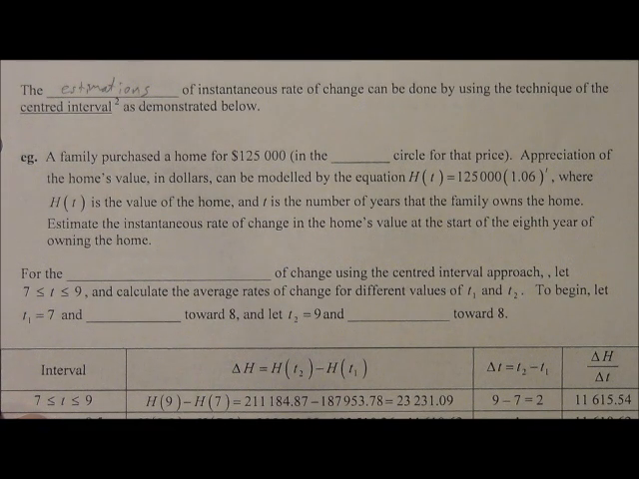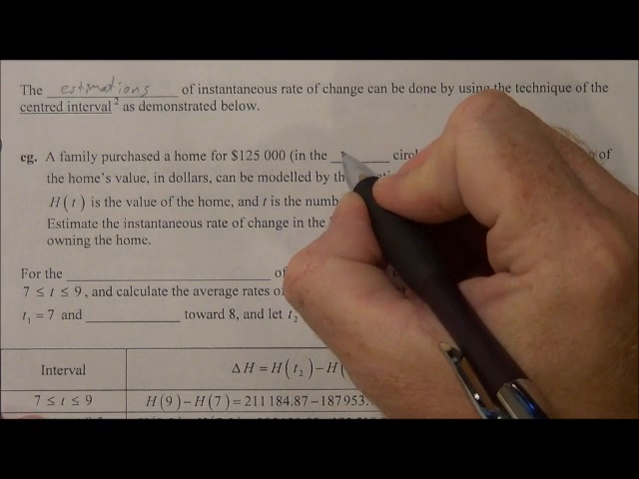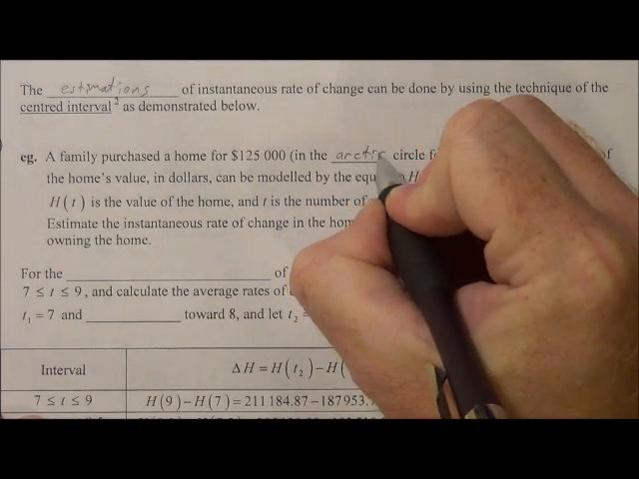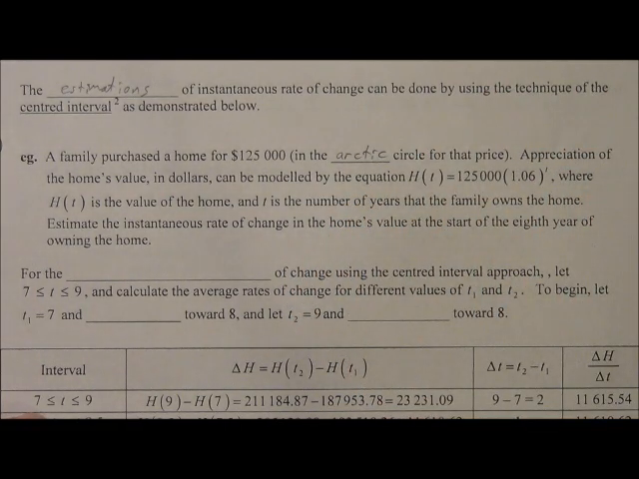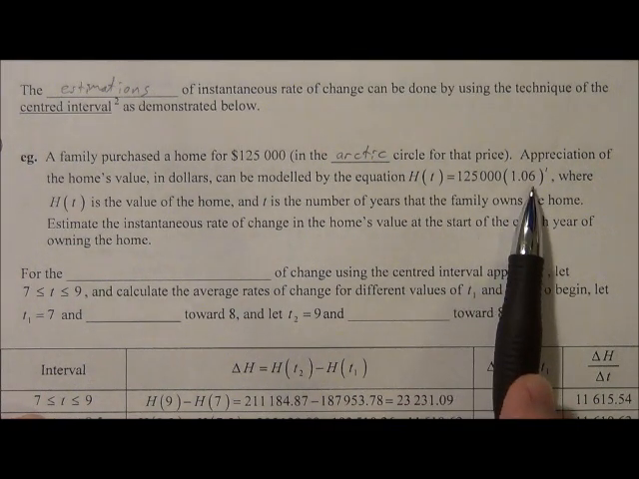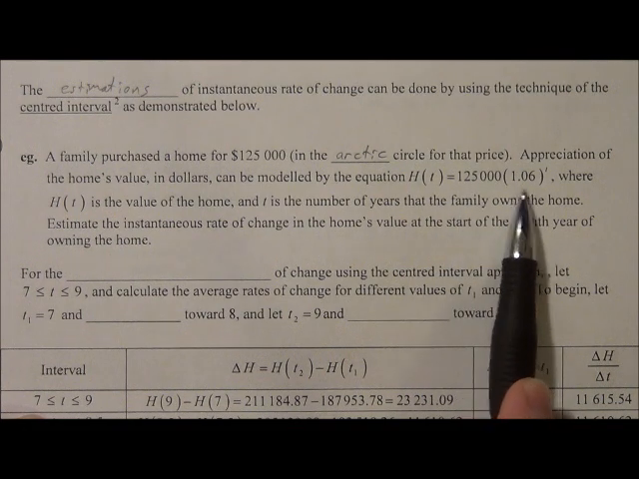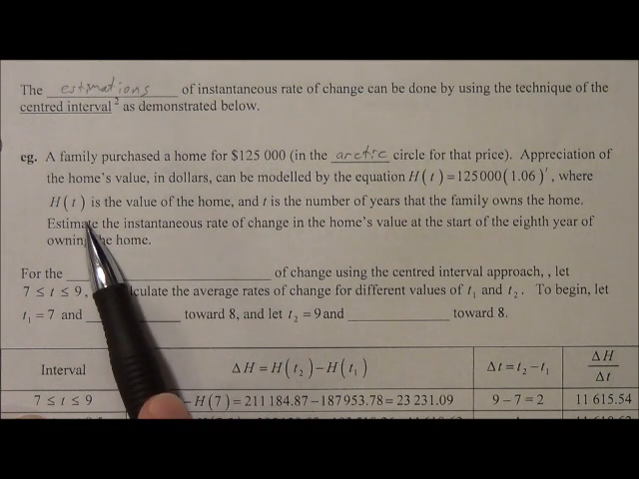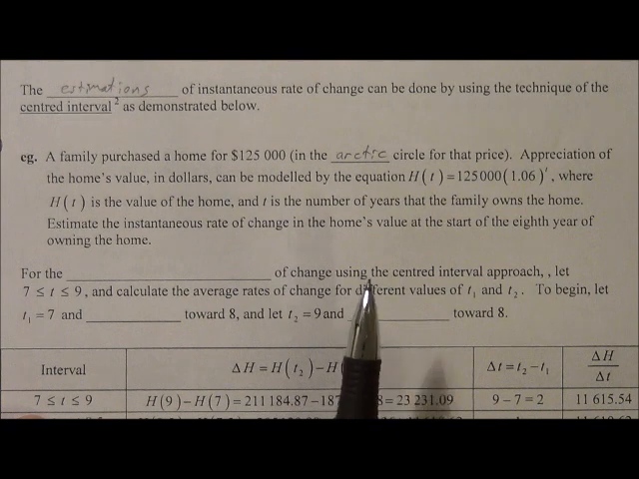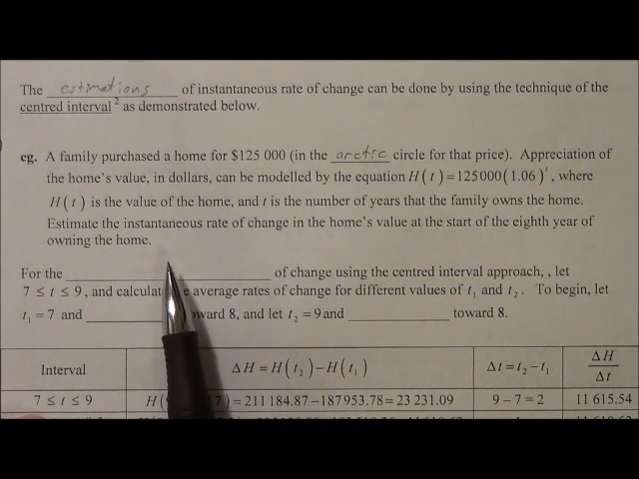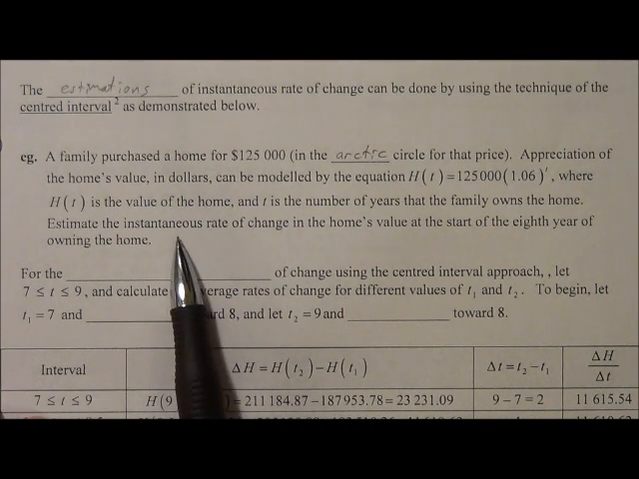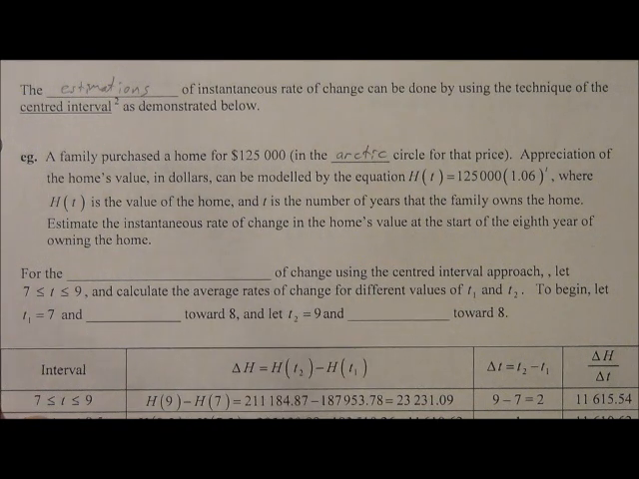So a family purchases a home for $125,000, where that would be, I have no idea, perhaps in the Arctic Circle for that price. And so the home price appreciates following this formula. H of t is the value of the home, t is the number of years that the family owns the home. What we want to do is estimate the instantaneous rate of change in the home's value at the start of the 8th year of owning the home.